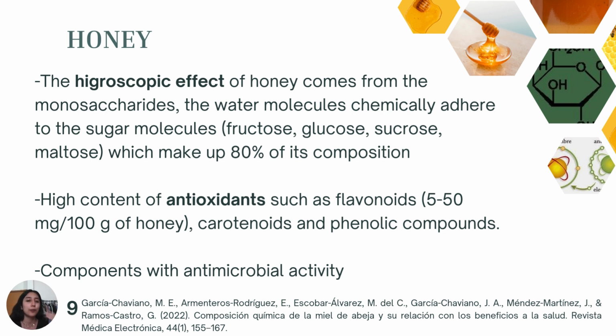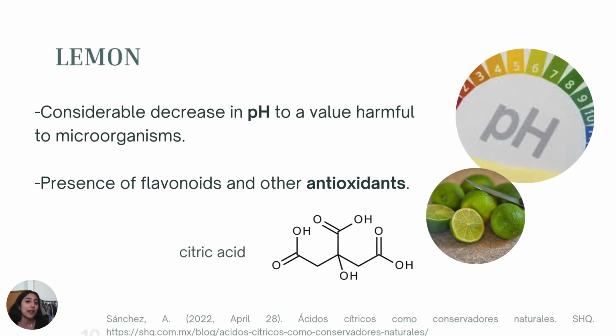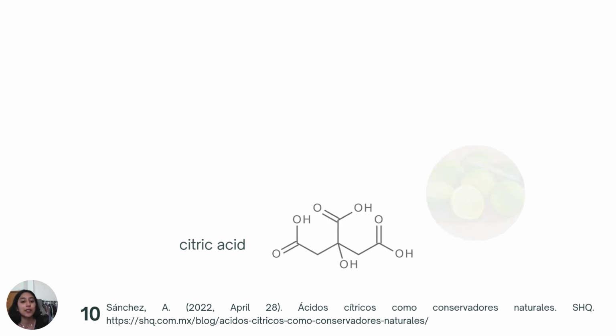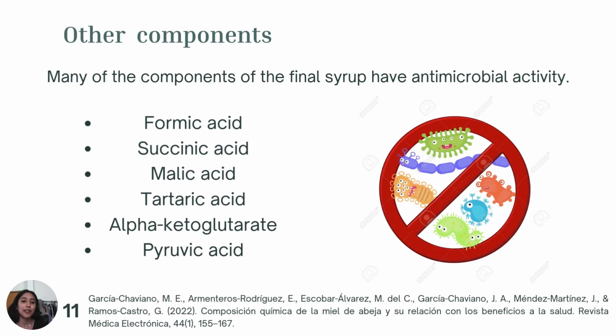It is more than 80% of its composition, and these sugar molecules will bind the water molecules to them, so they will reduce the water activity. They also have antioxidants and components with antimicrobial activity. Then we have the lemon, which in this medium will create a considerable decrease in the pH to a value harmful to microorganisms. And this is because of the citric acid. It also has some antioxidants. Here we have a list of other antimicrobial activity that our syrup will have.